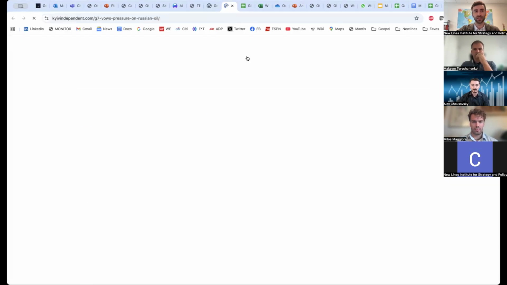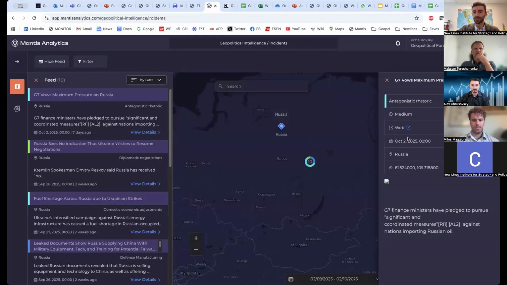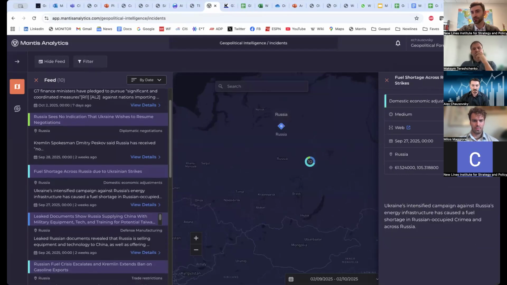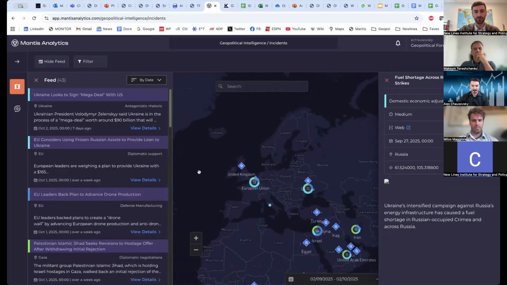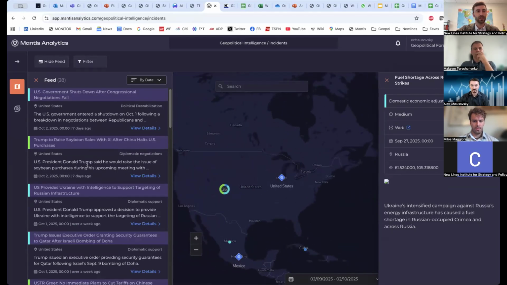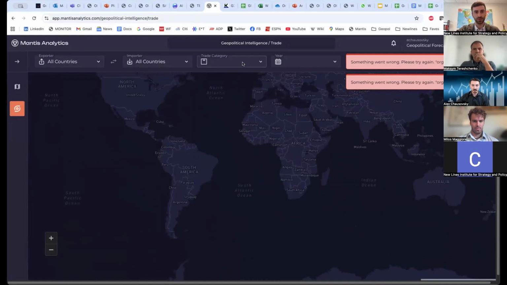If you click on this web link here, it will take you to the original article. Not sure if that is still showing up on my screen or not. Then there is the date of that, and the geolocation. You can look at further details here. This is a diplomatic action related to the Russia-Ukraine conflict, fuel shortages due to Ukrainian strikes in Russia, et cetera. So all of these actions can be filtered from both a time standpoint and a geographic standpoint. The next feature is the interactive trade map, which I will pull up here.